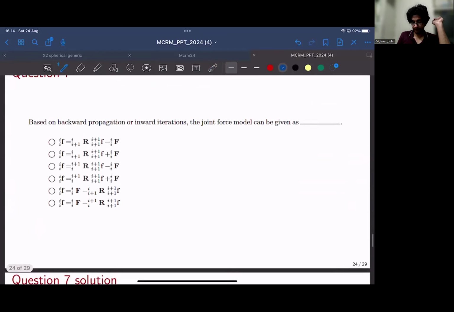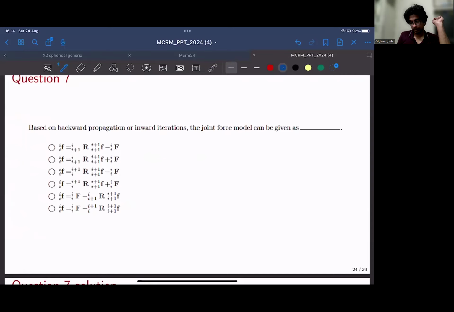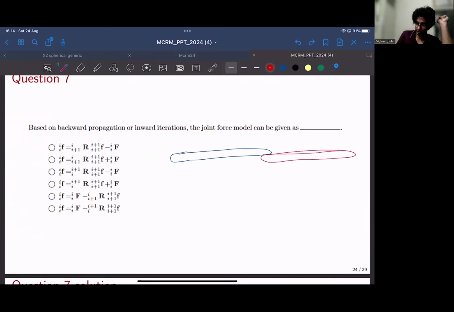Now moving on to question 7. Based on the backward propagation of inward iterations, the joint force model can be given as. Again, this is a fairly straightforward problem. If you have a joint like this, maybe if you want more clarity, I will draw this in two different colors. So if this is the I plus 1 frame attached to the I plus 1 link, you have this ith frame attached to this ith link.